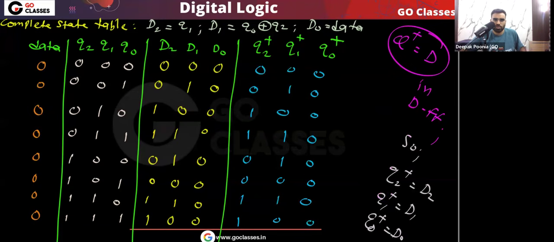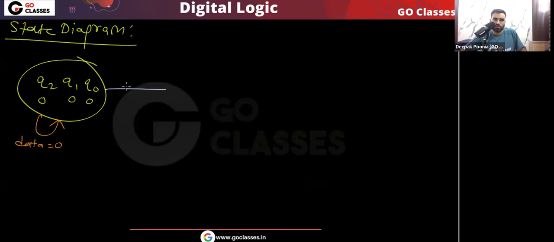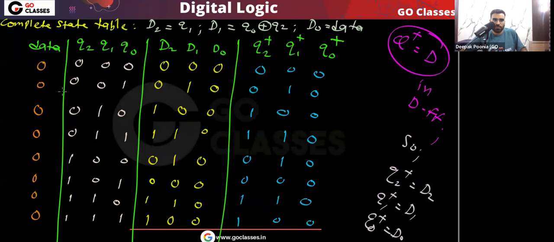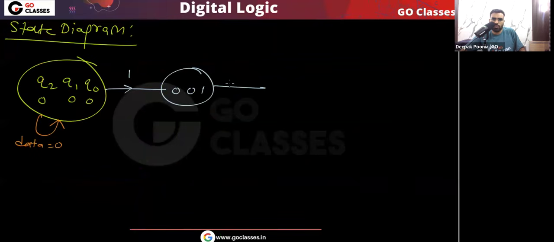Correct. From state 0 (0 0 0), on input 0 we go to 0 0 0, and on input 1 we go to state 1. Now let's see state 1. From state 1, on input 0 we will go to state 2.